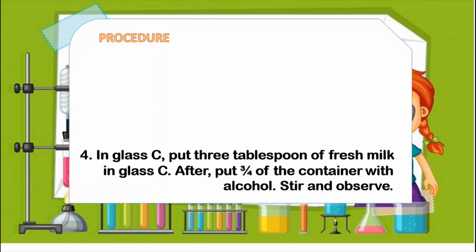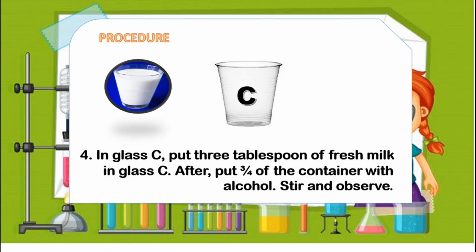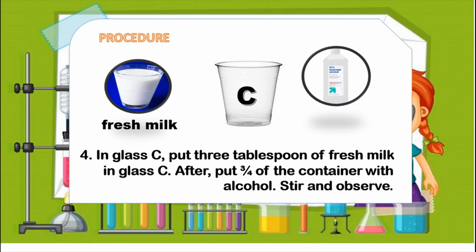Okay. Number 4 procedure. In glass C, put 3 tablespoons of fresh milk in glass C. After put 3/4 of the container with alcohol. Stir and observe. So, diri na ta sa glass C. Unsa may atong ibutang? Okay, butangan nato siya og 3 ka kutsara nga fresh milk. Then, butangan nato og alcohol ang baso or container pero 3/4 lang sa alcohol.